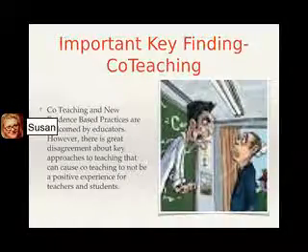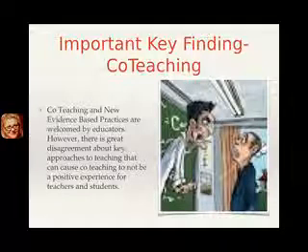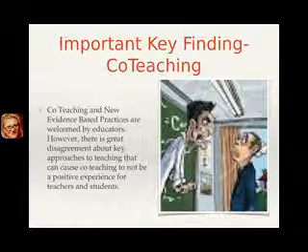Important key findings. Co-teaching, for instance. Co-teaching was found to be almost 100% preferred by many of the educators if it is approached correctly. Co-teaching and new evidence-based practices, again, are welcomed. However, I found much disaccord and disagreement about key approaches to teaching in general that can cause co-teaching to be not such a positive experience for teachers and students. Examples of this included their philosophies about the approach to teacher-driven information and lectures versus hands-on choices with students in the classroom.